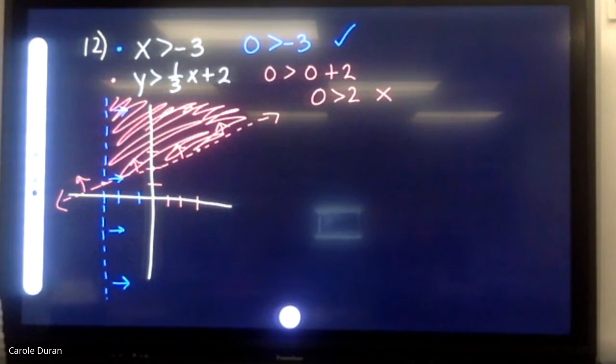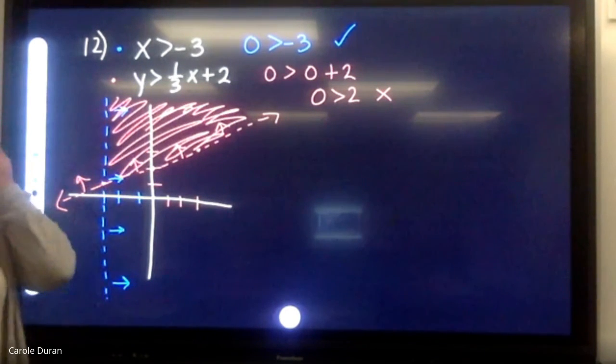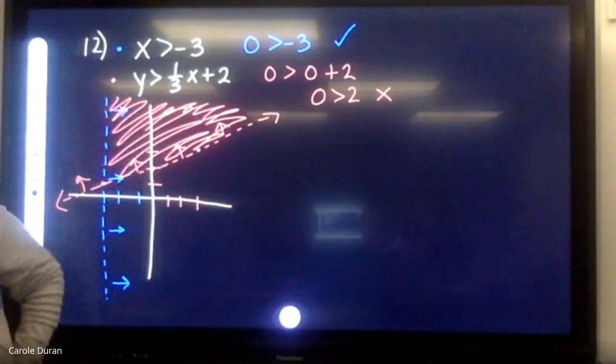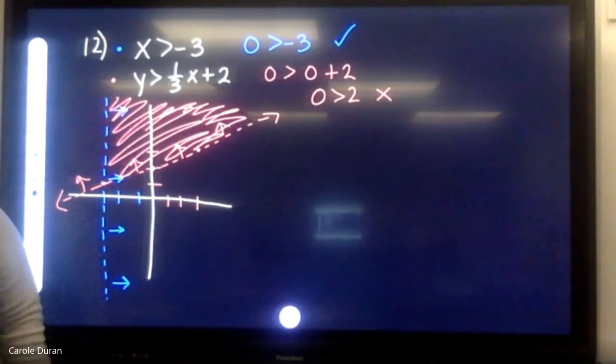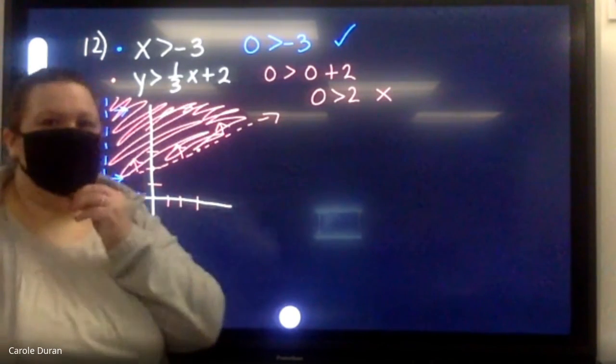Questions, concerns, or issues? Just one quick question. So when we're figuring it out, doing the 0, if it's correct, then we shade towards 0. If it's incorrect, we shade away from 0. Correct. Yep.